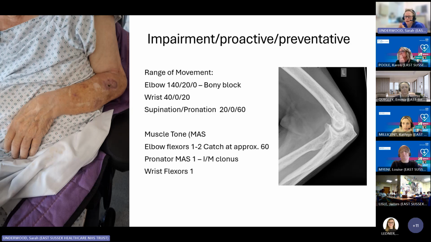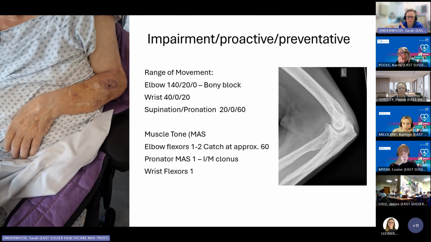His wrist, he had quite a relaxed wrist. We moved from flexion to extension, 40 degrees of flexion, 20 degrees of extension, and supination, had 20 degrees of supination into pronation, 60 degrees. Using the modified Ashworth scale, which is the scale we talked about last time, as the scale that we should be using to monitor spasticity.